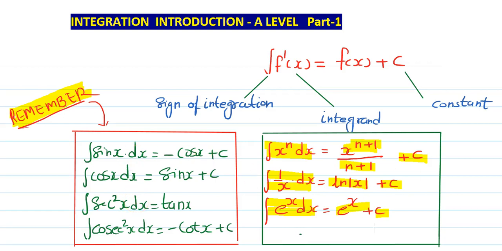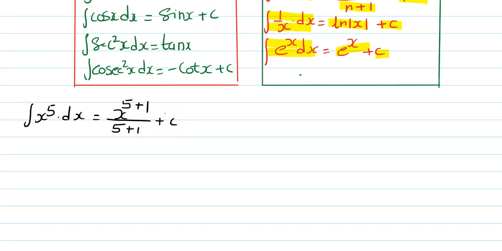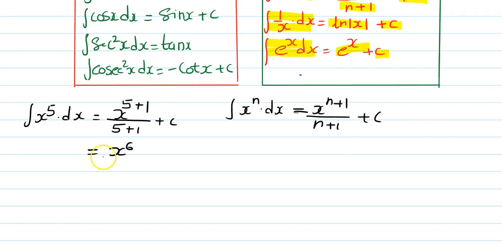So our first question is, suppose we have integration x to the power 5 into dx, right? So integration x to the power 5 into dx. So what happens generally, whatever is the power here, we add 1 and we divide by the new power plus c. So using the same formula, integration of x to the power n into dx is x to the power n plus 1 divided by n plus 1 plus c. So here n is 5, plus 1, and it is 5 plus 1 again. So it will be x to the power 6 divided by 6 plus constant here.